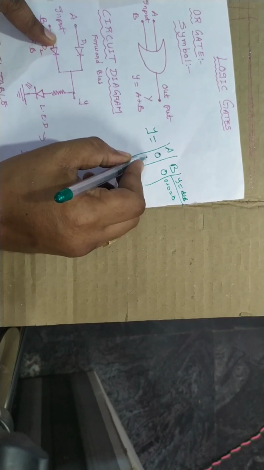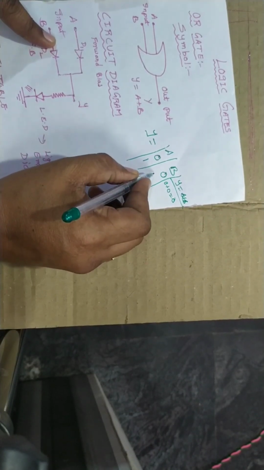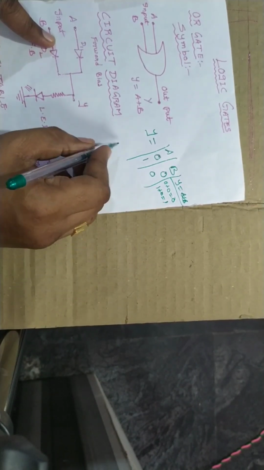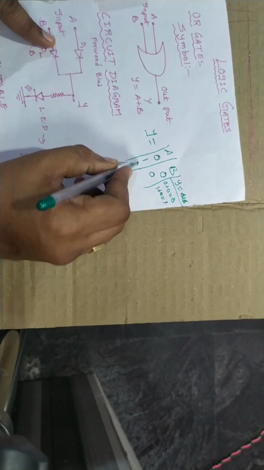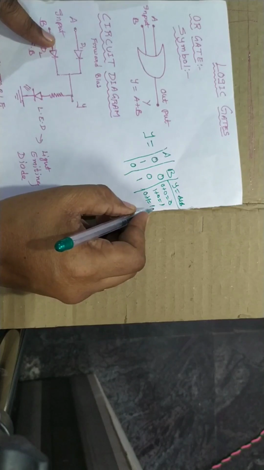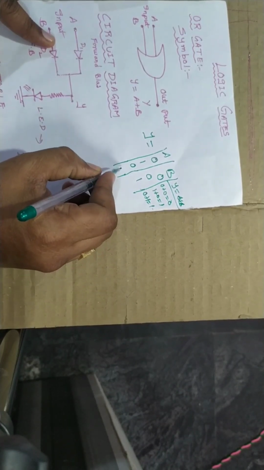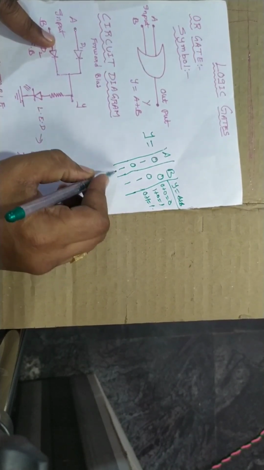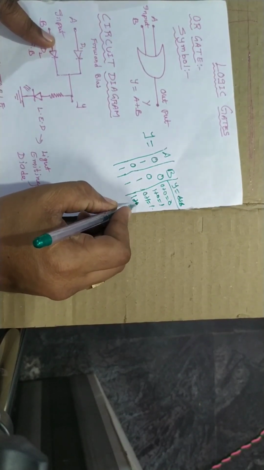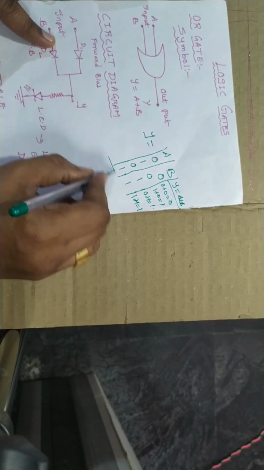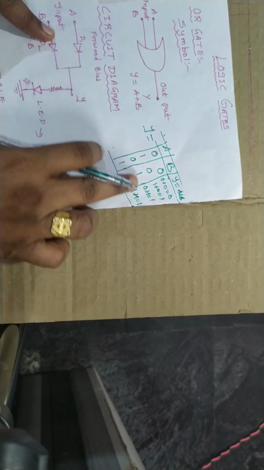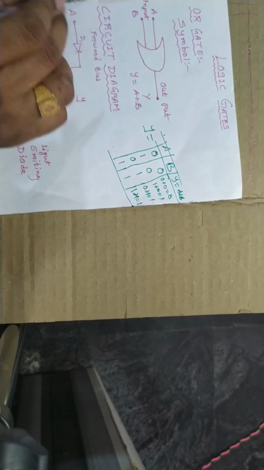If A value is 1 and B value is 0, 1 plus 0, 1 will come. Output is 1 here. Next, if A is 0 and B is 1, then 0 plus 1 you will get 1, output 1. Next, the last condition, both are 1. That means both are connected to the positive terminal. Then 1 plus 1, 1 only comes. Don't write 2 here. So by using Boolean algebra, you will get a truth table for this one. This is the symbol you should remember.